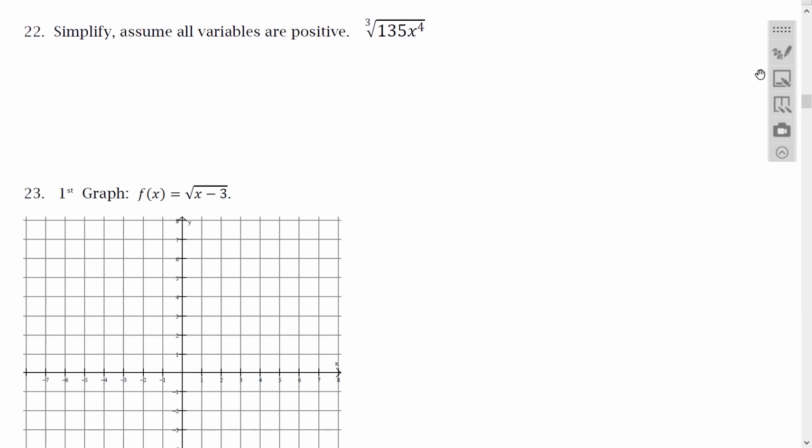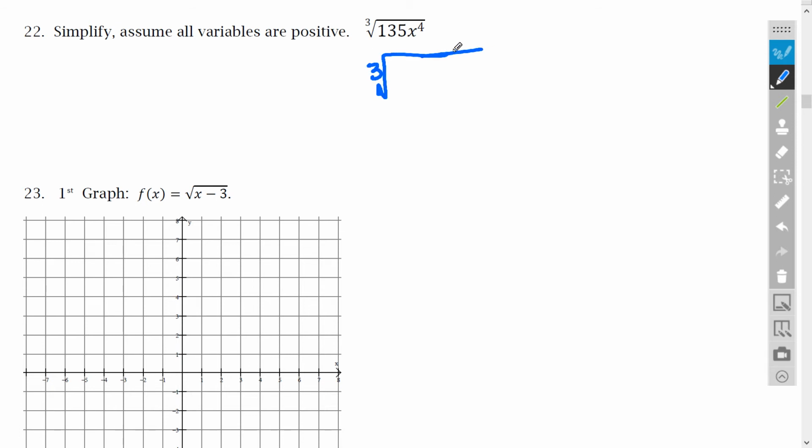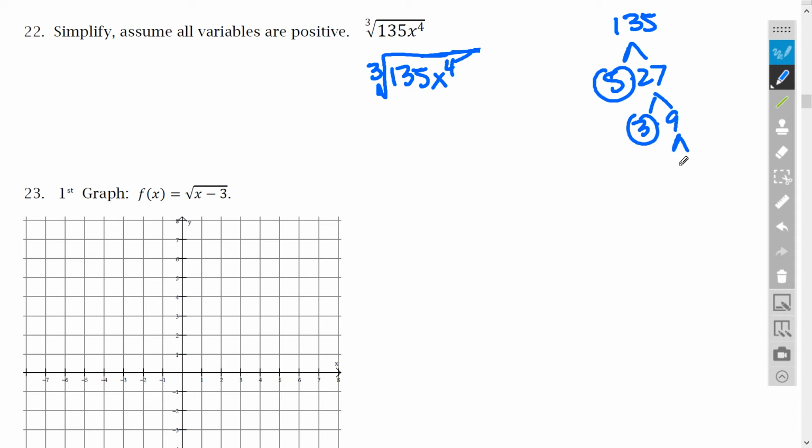Simplify, assume all variables are positive. Okay, so cubed root of 135. So essentially, I can either split this up into perfect cubes, or I can do a factor tree. Okay, I'm just going to do a factor tree for 135, and I'm going to take out groups of 3. So I know that 135 is divisible by 5. It's 5 times 27. And I know that 27 is divisible by 3. It's 3 times 9. Okay, so 135 breaks up into 3 times 3 times 3 times 5.